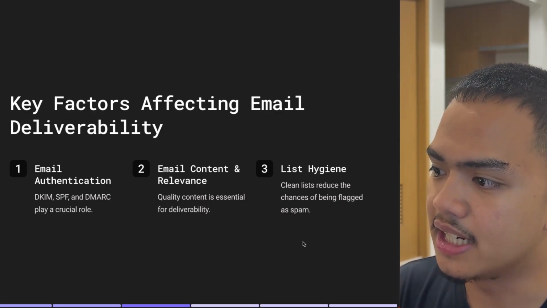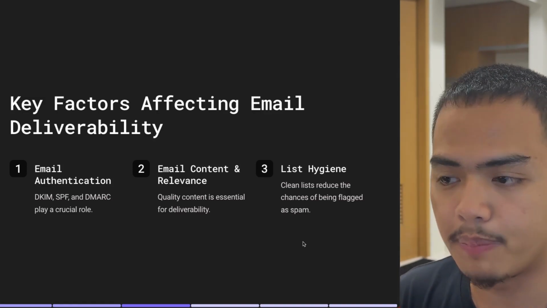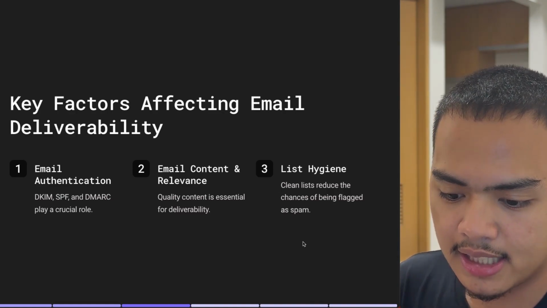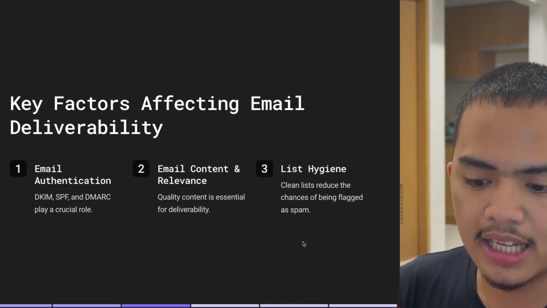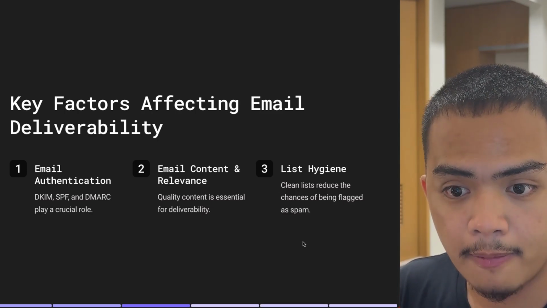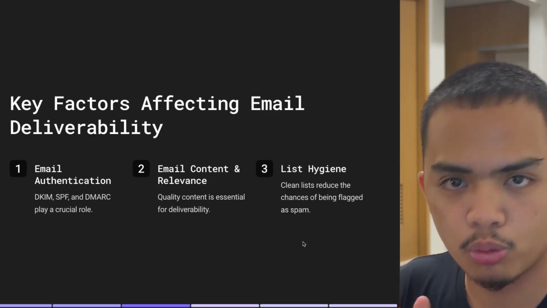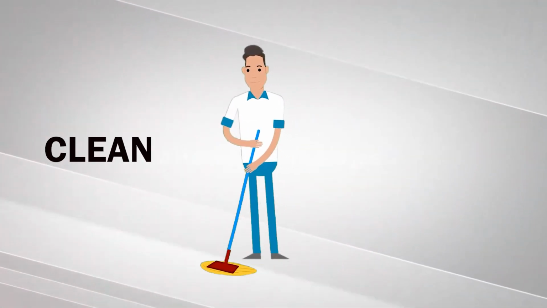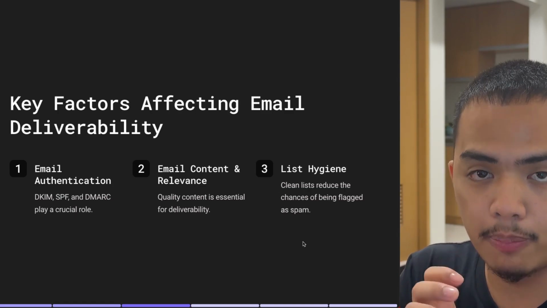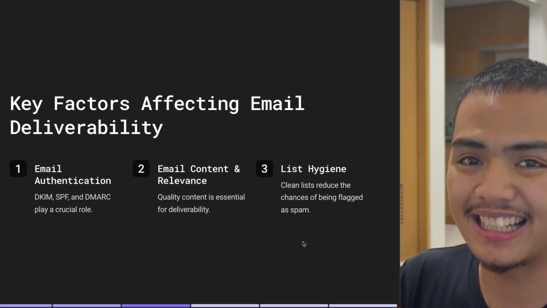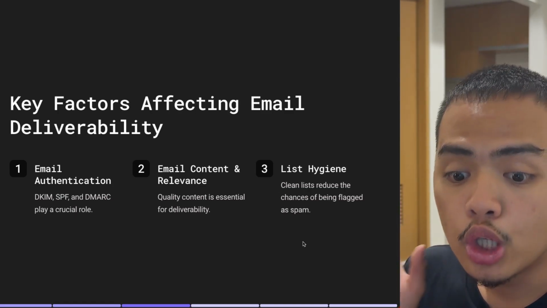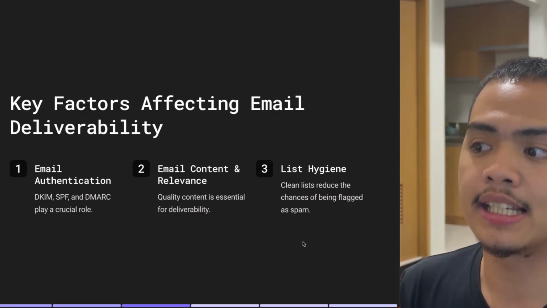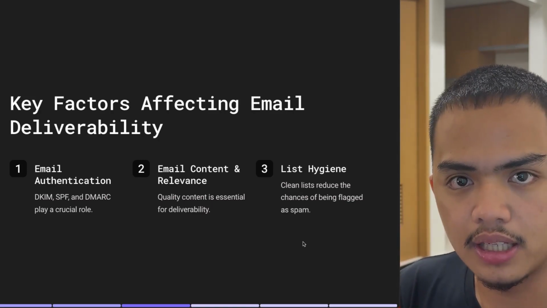Lastly, list hygiene. Clean lists reduce the chances of being flagged as spam. What do I mean by this? Whenever you have an email list, you are scraping data from the internet, and you do not have a way to ensure that all the emails are real. How do you do this? You clean the lists. You basically clean those lists by uploading them into software that cleans and double verifies them to make sure that the email belongs to a person who exists and is using it actively.